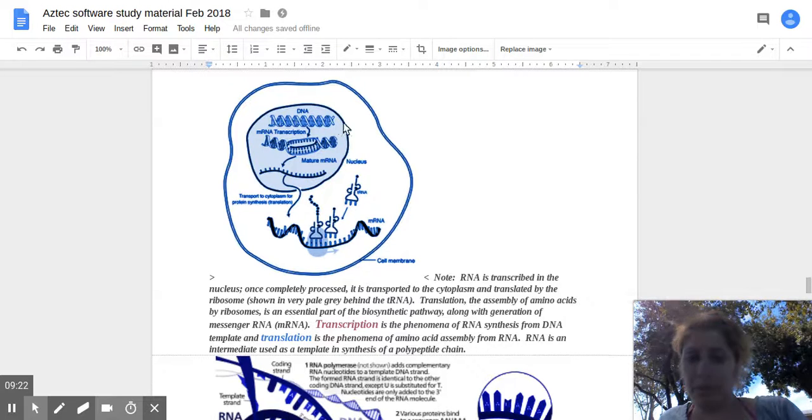Here you see the picture of the DNA, the mRNA, transcription of the DNA, then the RNA leaving the nucleus, transported to the cytoplasm, and it's synthesized into proteins using tRNA and helper protein molecules to form an amino acid chain, aka a protein.